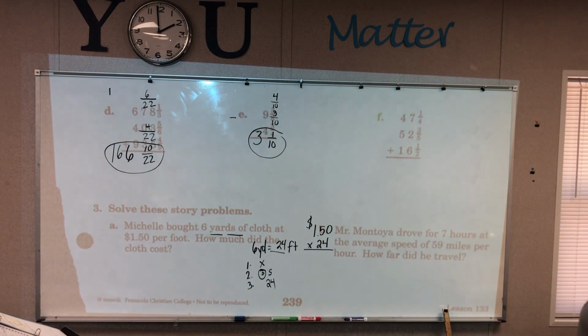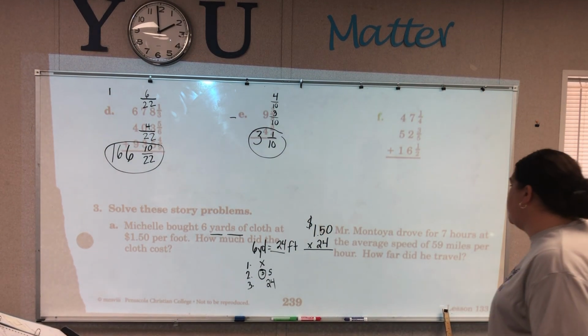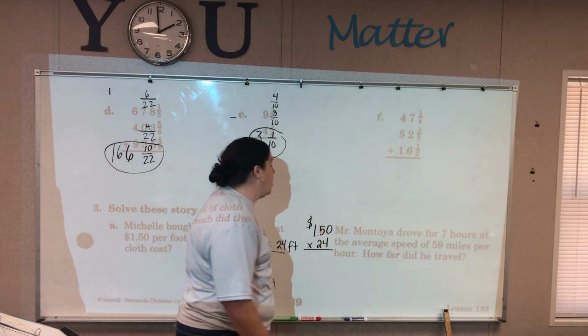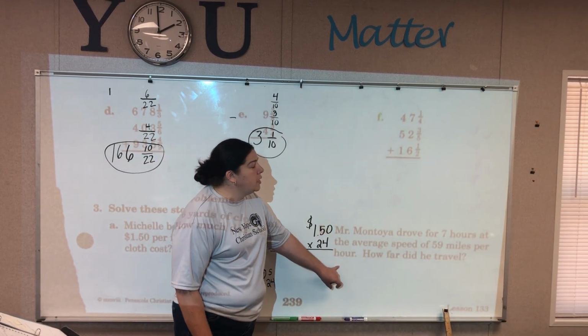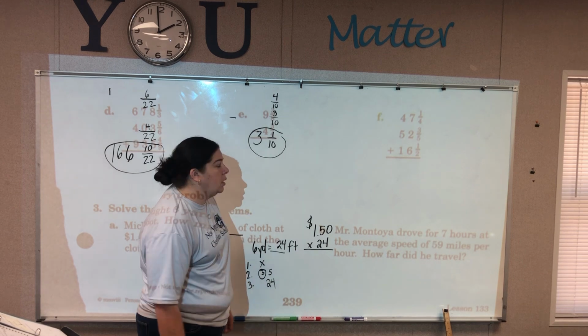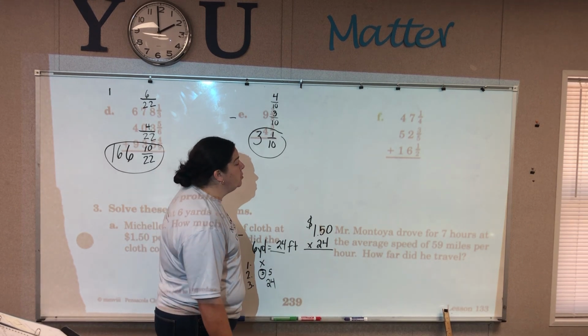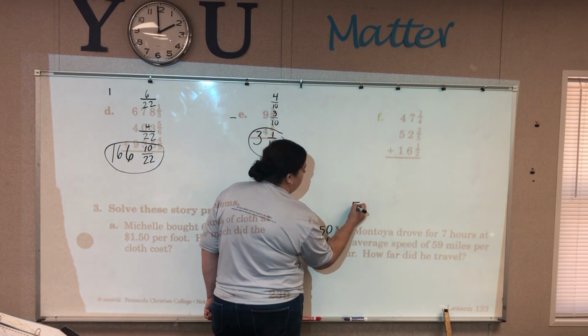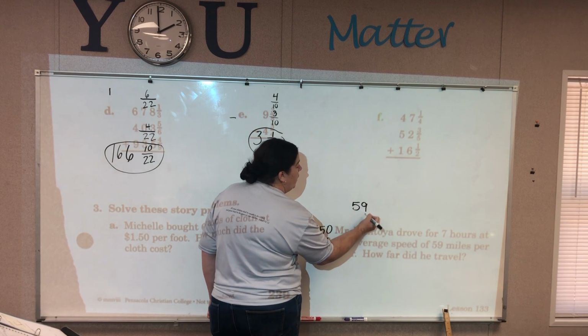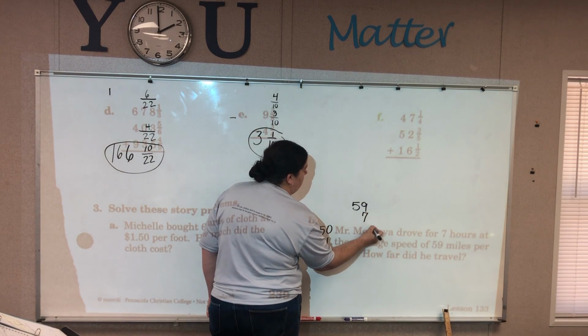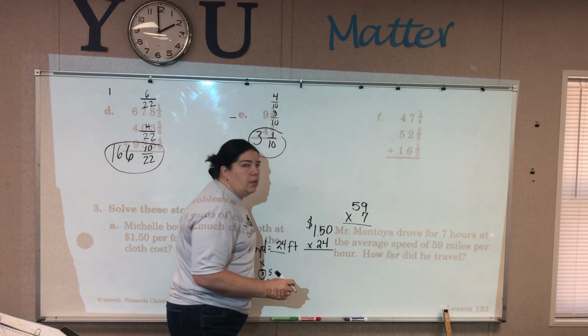Mr. Montoya drove for 7 hours at the average speed of 59 miles per hour. How far did he travel? Per hour. Average speed was 59 miles an hour. He drove for 7 hours. And you can get your answer.